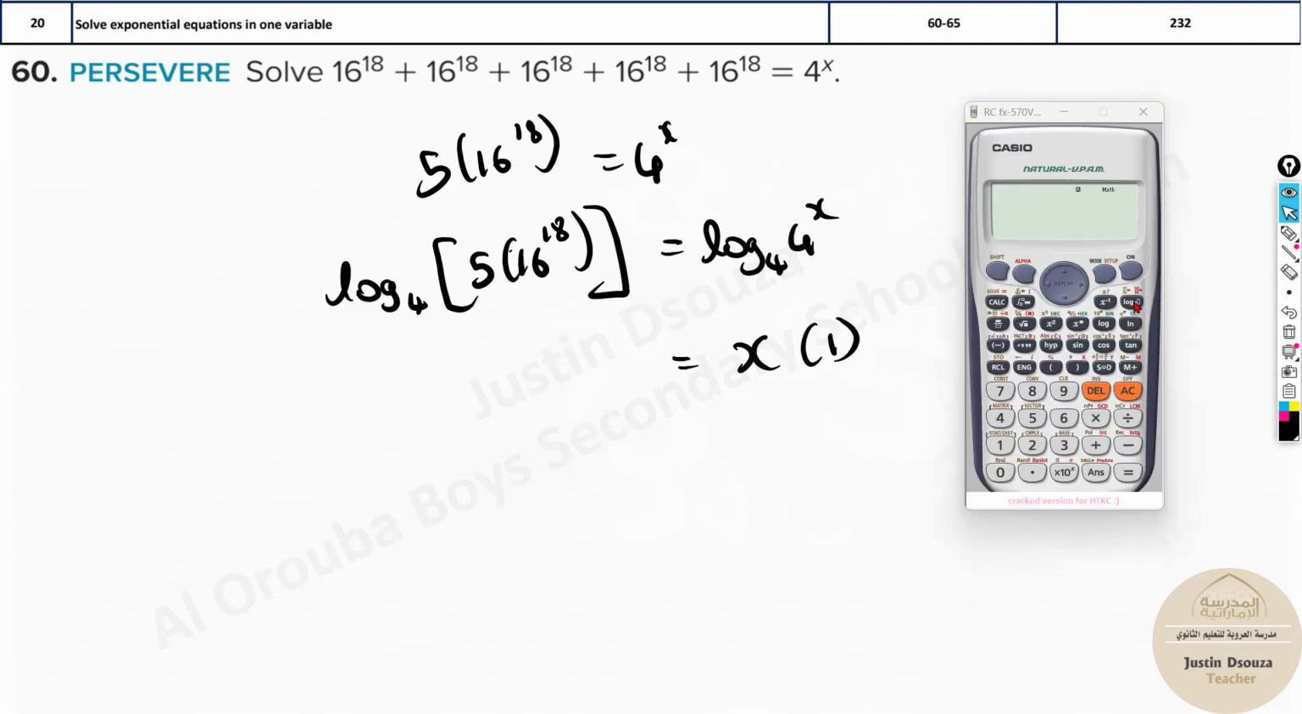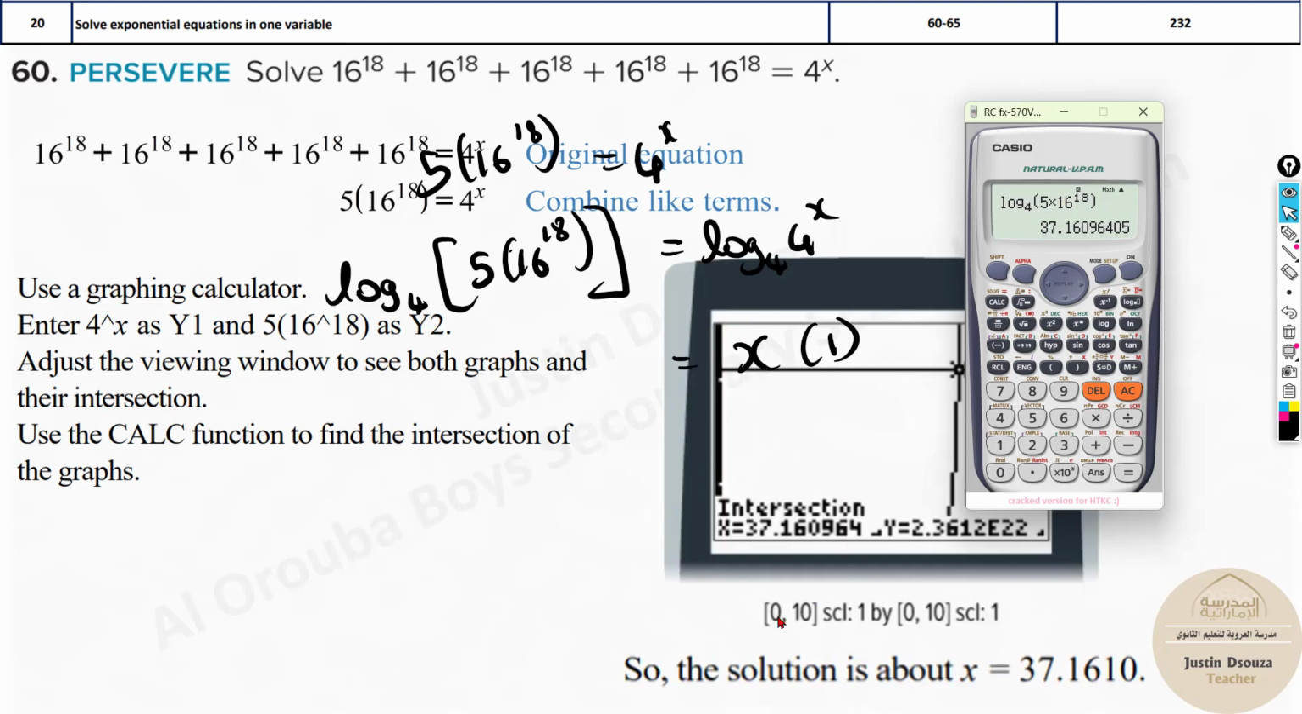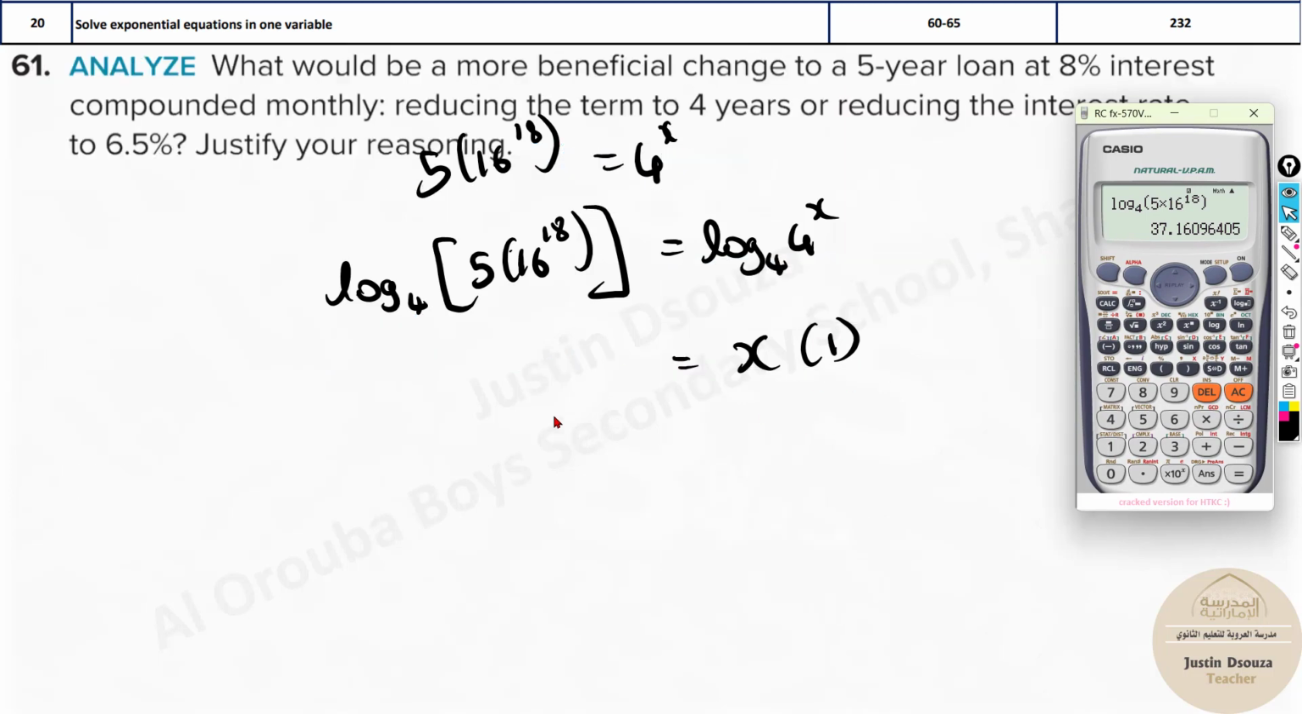All you need to do is press this symbol. Log base 4, 5 multiplied by 16 to the power 18. What is the answer? It is 37.16. That's the final answer. Yes, that's the correct answer. If you have graphing calculator, then you'll directly get the answer as well. But since you don't have, we can use this.